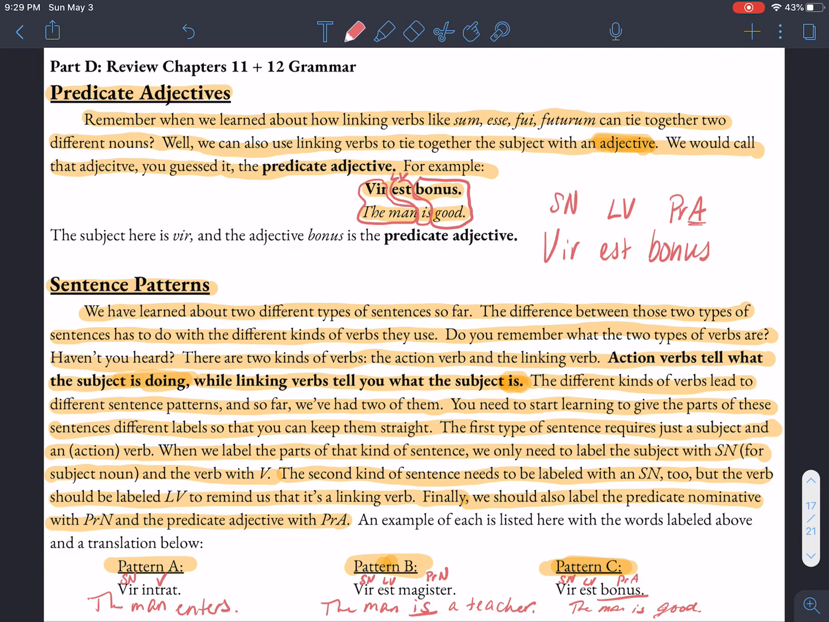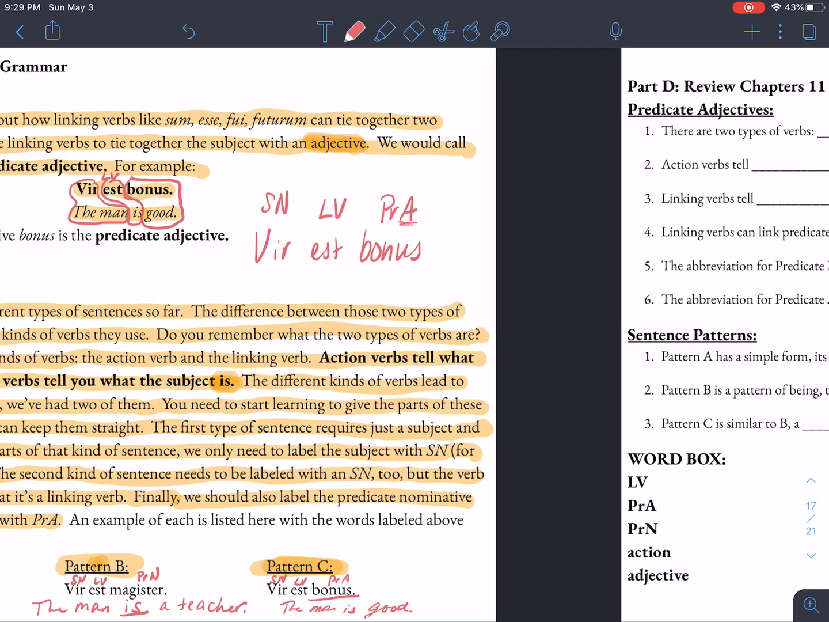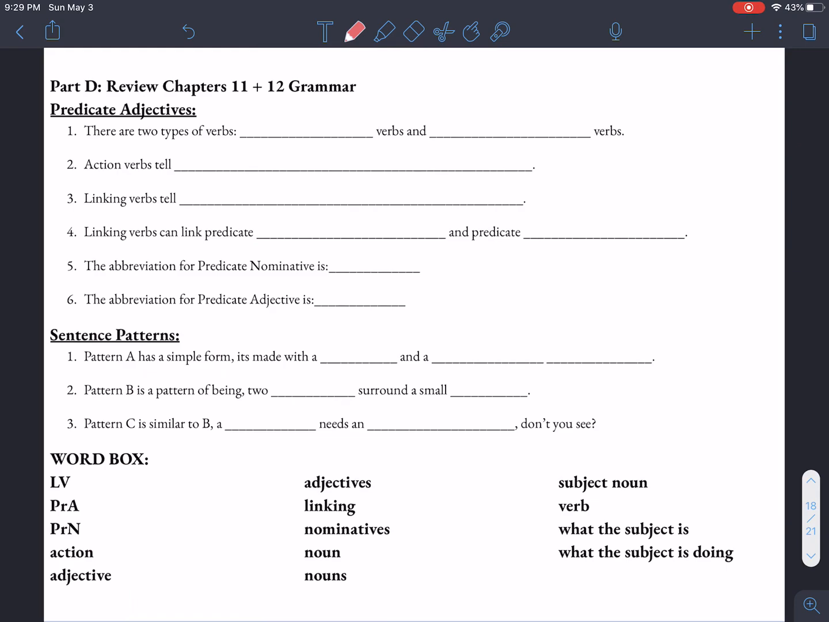The man is good. So to help you with that, you need to know your sentence pattern chant. But we did that twice already in this lesson, and if you need more review on it, go back and check your notes. Okay, so let's go through now, and remember, your word box is down here, and each answer is only going to be used once. So as we did before, we're going to cross them out as we go. Number 1. There are 2 types of verbs, blank verbs and blank verbs. Well, that's easy. That's action verbs and linking verbs. So let's get rid of those. We've used those. Nice.